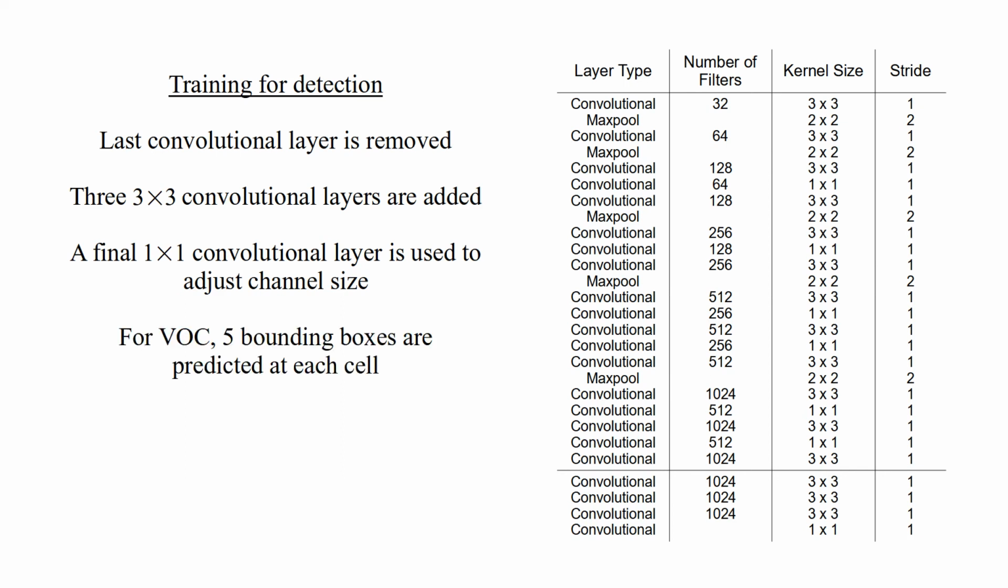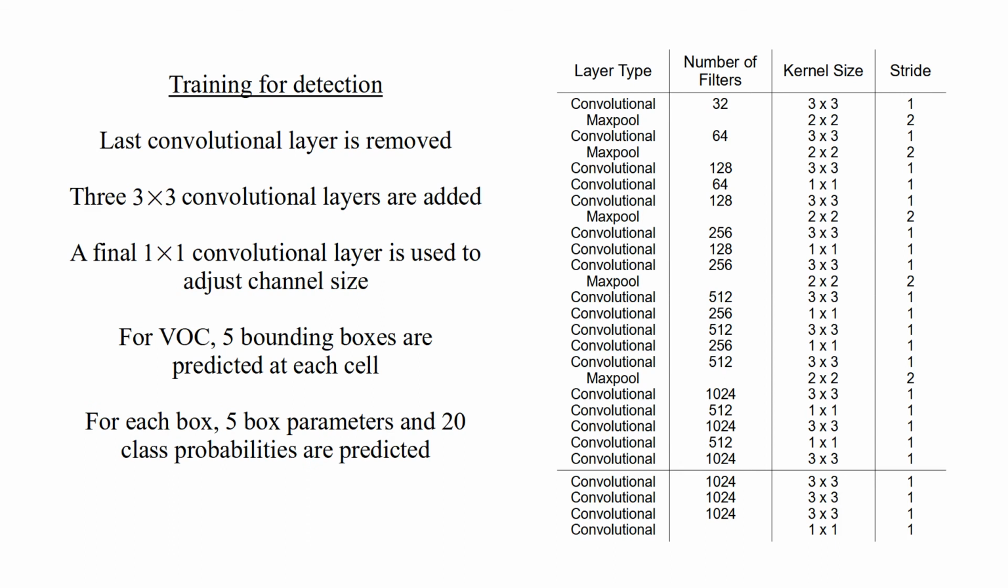For Pascal VOC dataset, 5 bounding boxes are predicted at each cell. For each box, 5 box parameters and 20 class probabilities are predicted. Final channel size is 125.